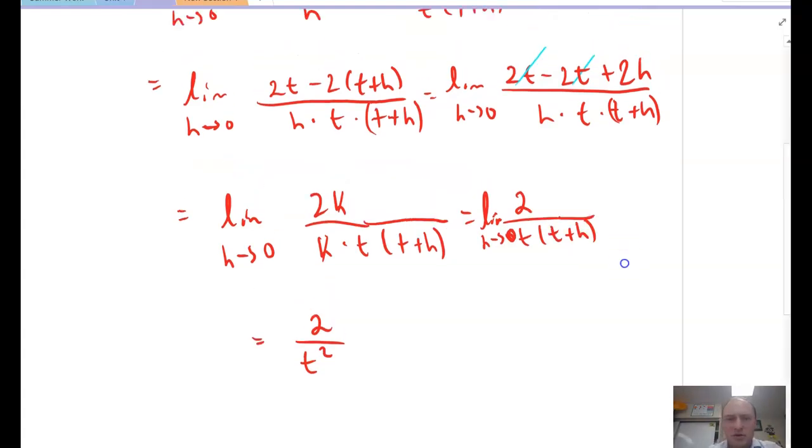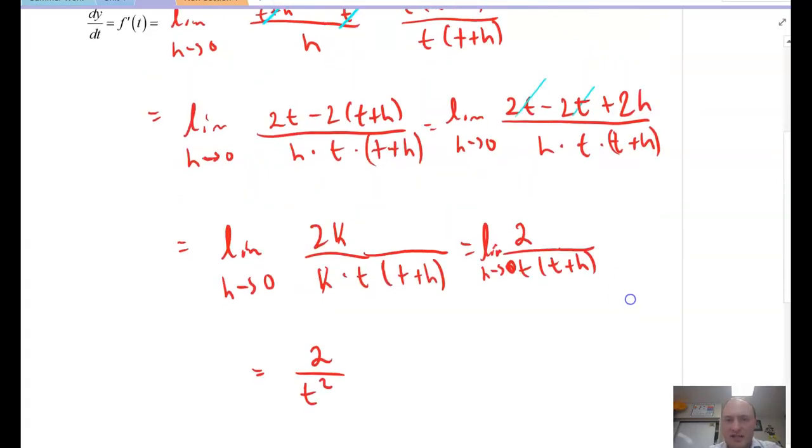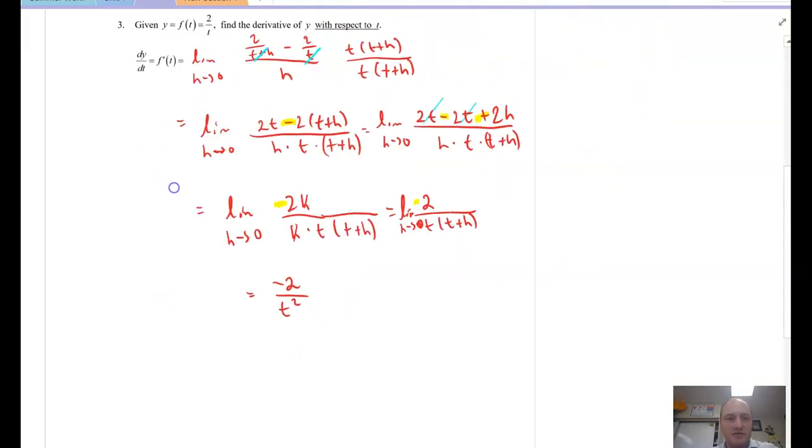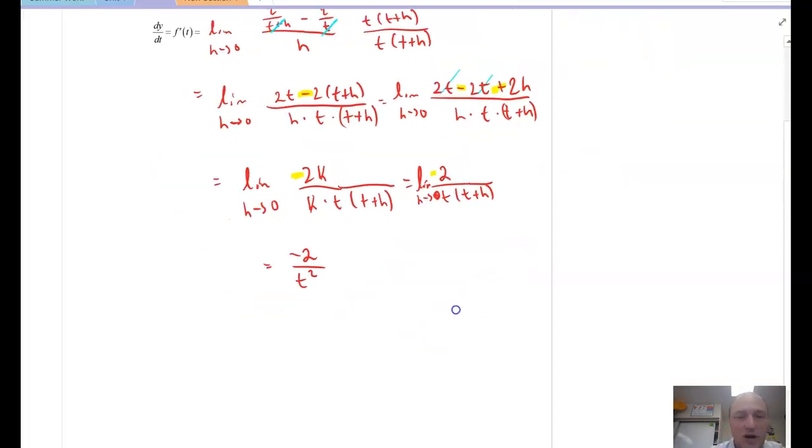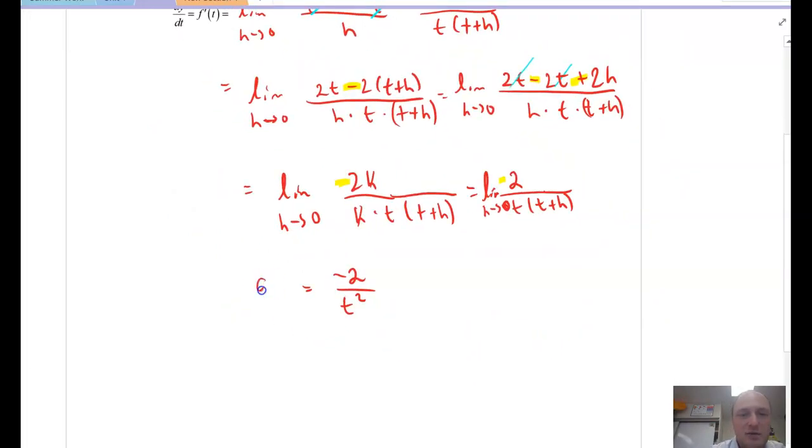Except I just noticed this is negative, so that made this negative. It should also make this negative, which would make this negative, which makes this negative. Man, so much algebra, I'm making mistakes, slipping. Okay, so here is our derivative. So this is dy/dt. And there you have it.